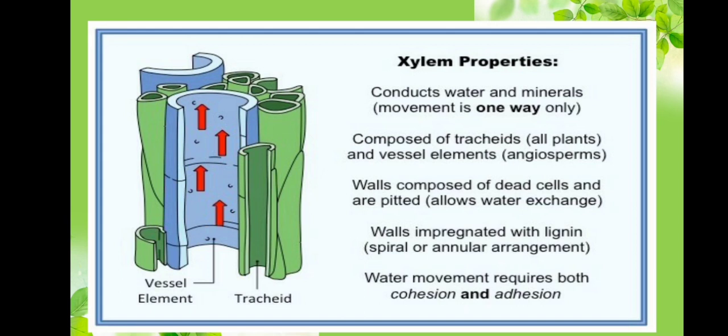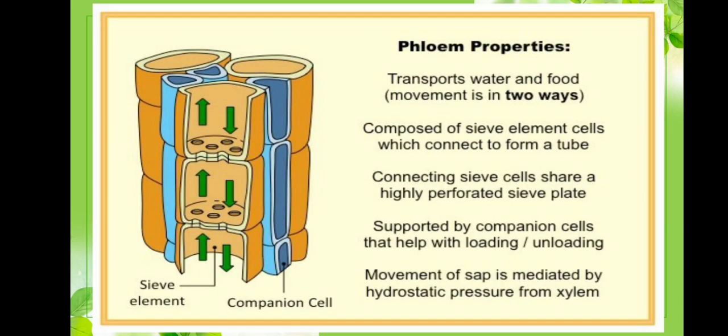The properties of xylem and phloem are given in these slides. Xylem conducts water and minerals. They are composed of tracheids and vessel elements. The walls are composed of dead cells and are pitted. These pits allow water exchange. The walls of the xylem elements are impregnated with lignin, in spiral or annular arrangement. They allow water movement. This water movement requires both cohesion and adhesion forces.